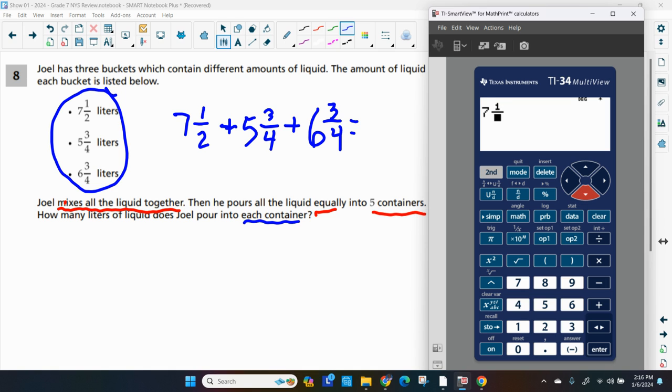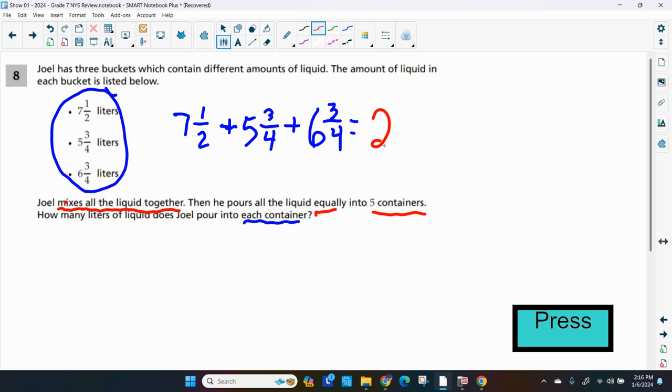So 7.5 is in the first bucket, plus the second bucket, 5 3/4, and now let me add that to the third bucket, 6 3/4. Okay, so there's all the liquids. Let me add them up with my calculator. And it comes out to a nice whole number of 20 L for liters. So he has a total of 20 liters.